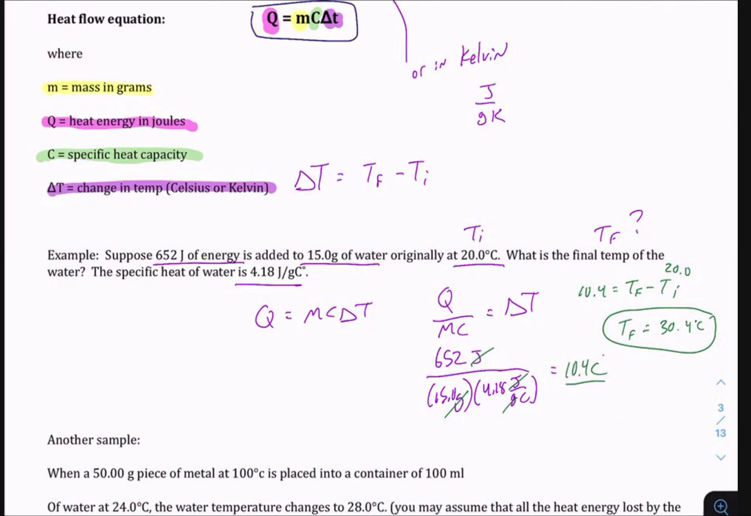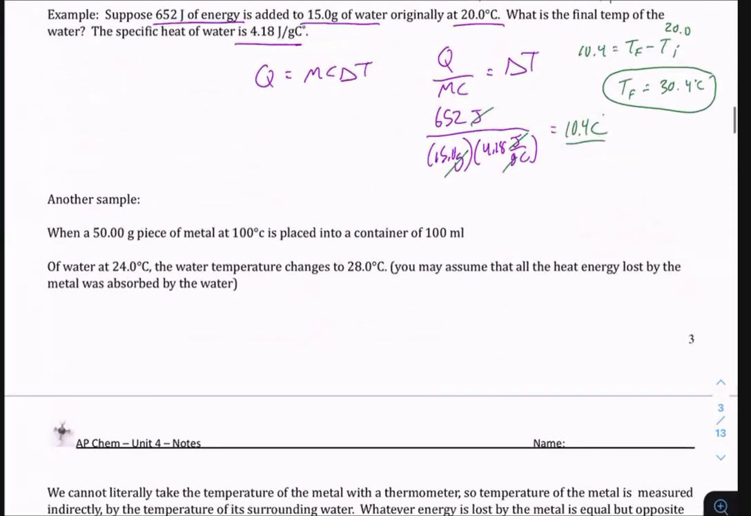Now stop and think here. Does this make sense? What did they say was happening? Suppose 652 joules of energy is added to water. If you're going to add energy to anything, the temperature is going to go up. So it makes sense the final temperature was higher. Now, this is an overlooked check. This is a simple thing that you could do at the end of each problem to make sure that you have your sign conventions written the right way. So if you're adding energy, the temperature's got to go up. If it's releasing energy, the temperature is going to go down.